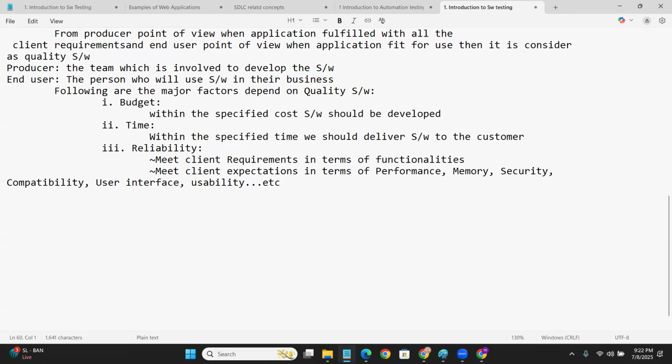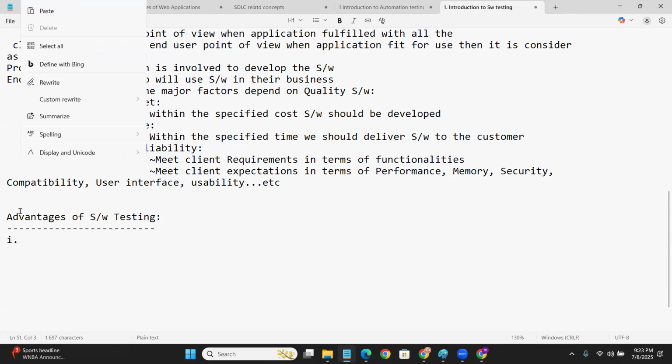Now, what are the advantages we have? Advantages of software testing. Once the session has started, there is no time wasting. There will be continuity of the class, because time is precious for us. Every minute is valuable. You are giving some effort and spending some time, so it should be useful to you.